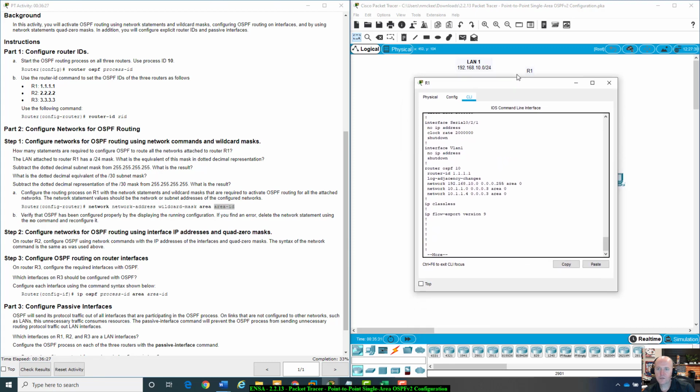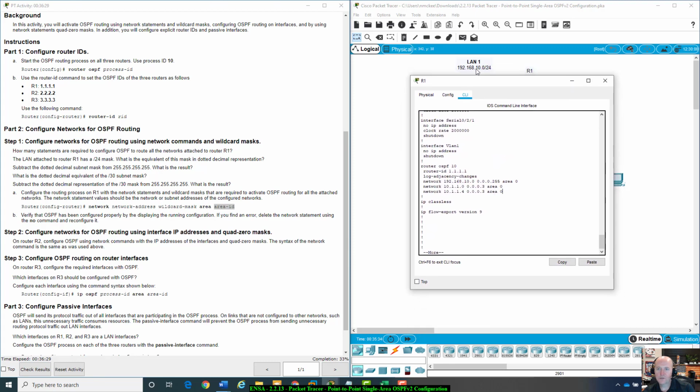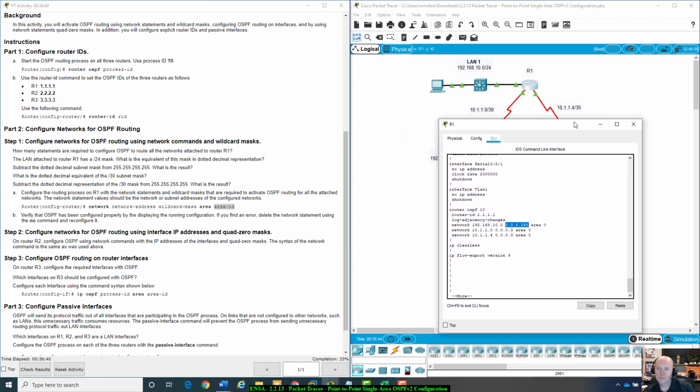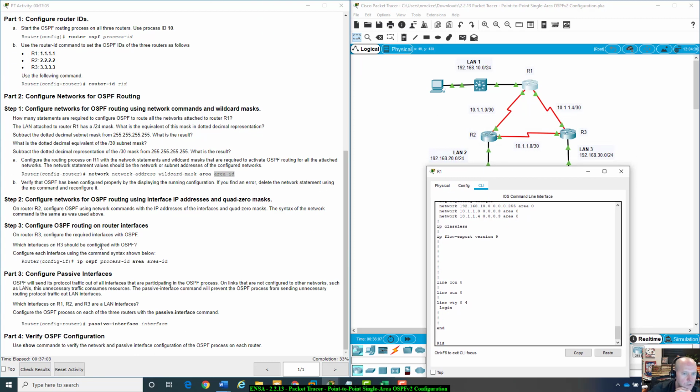So, looking up here, 192.168.10.0, that's right. The inverse of a slash 24 is 0.0.0.255. Area 0, because everybody's on area 0 in this area. All right, 10.1.1.0. Instead of 255.255.255.252, we're doing the inverse of that, area 0, and then finally, all it changes is the last octet. All right, and that looks fine. So we're good with that.